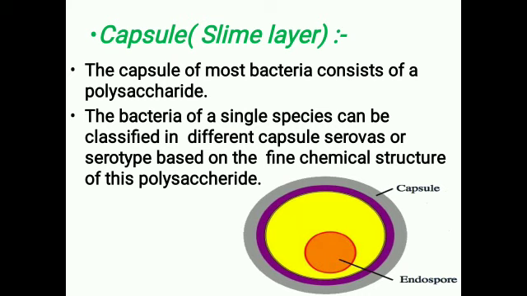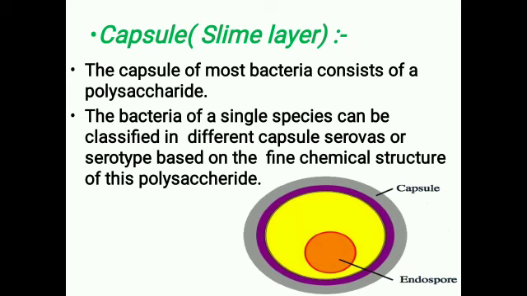The next important part is called the capsule. The capsule is one of the outermost parts of the bacterial cell. It is made up of different types of material, mostly different types of sugars called polysaccharides. Bacteria of a single species can be classified into different capsular serotypes based on the fine chemical structure of those polysaccharides.